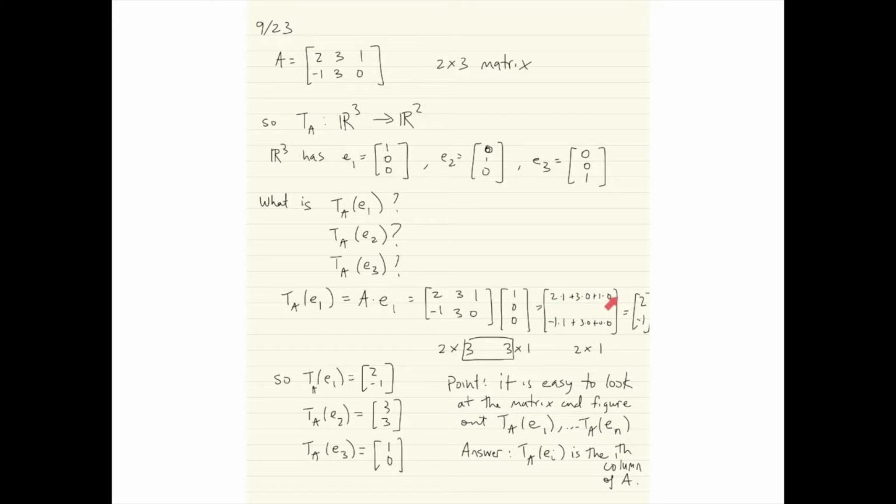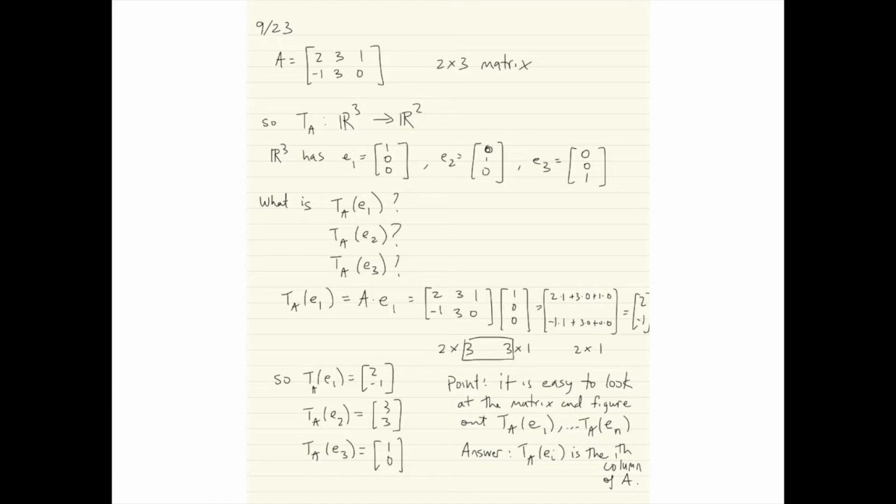So here's the 1, 1 position, row 1, column 1, you dot them. 2 times 1 is 2, 3 times 0, 1 times 0, they're both 0, and so this adds up to 2. Similarly, to get row 2, column 1, what you do is take row 2, column 1, dot them. Minus 1 times 1 is negative 1. 3 times 0, 0 times 0, that's all 0, simplifies to minus 1. And so the answer to this question of what is T_A of E1 is 2, minus 1. So that's the long way to figure it out.